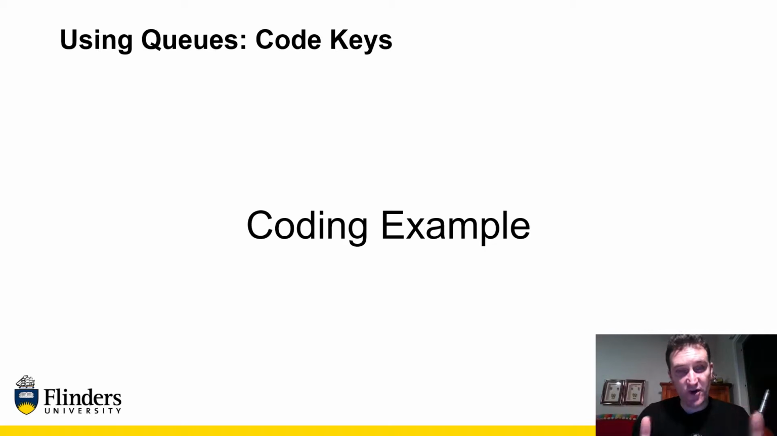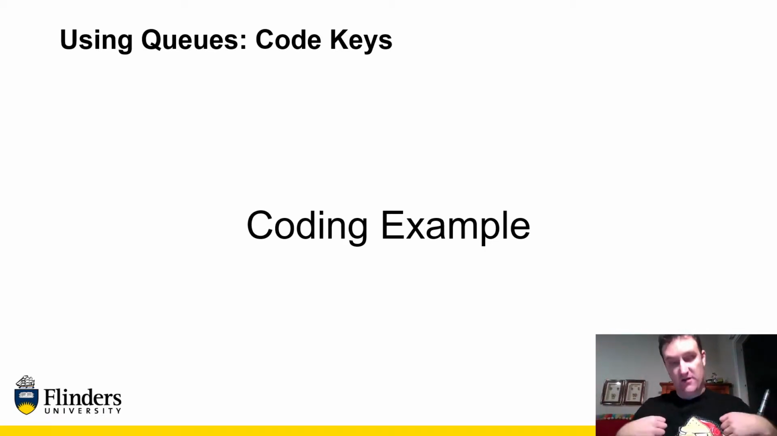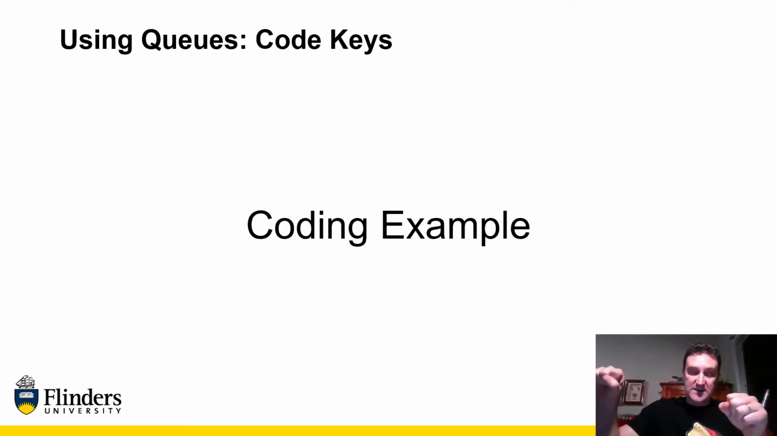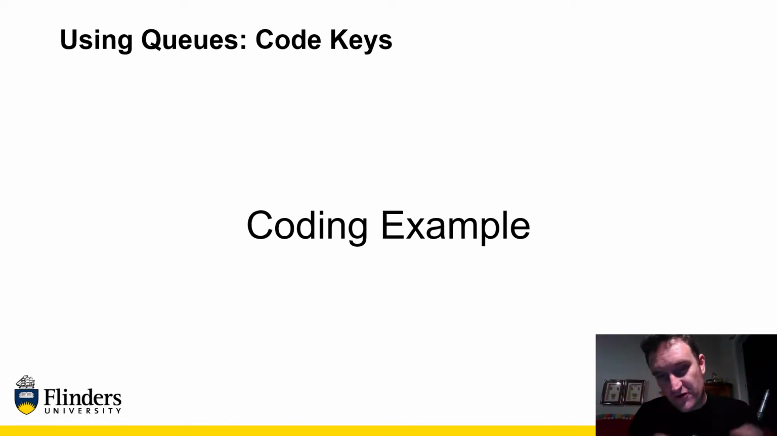Did someone say coding example? I love coding examples. So I've now got my coding t-shirt on, and we're going to do a coding example using queues. Our code keys example is where we get to use our queue and we take from one end and insert from the other, and the very special key shift will rotate through there and give us a really cool encoded message that will be really hard to crack.